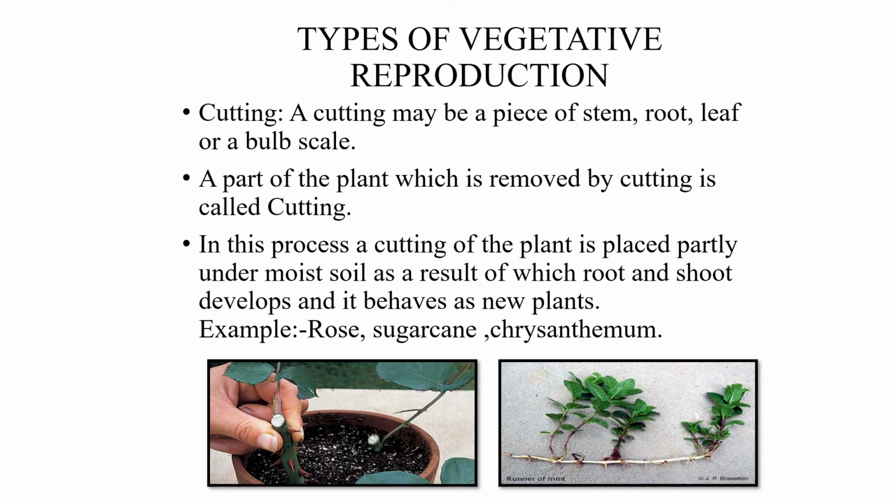Types of vegetative reproduction. The first one is cutting. A cutting may be a piece of stem, root, leaf or bulb scale. A part of the plant which is removed by cutting is called a cutting. In this process, the cutting is placed partly under moist soil, as a result of which roots and shoots develop and it behaves as a new plant. Rose, sugarcane, chrysanthemum. Here rose is shown: after cutting, it is planted in another place, and then it can grow as a new plant.